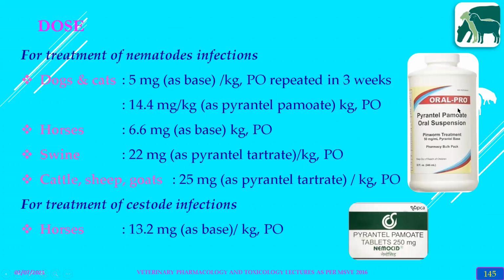Pyrantel pamoate oral suspension is available, and the trade name, especially for human beings, is Nemocid. Nemocid is one of the most popular trade names. Then for sheep, goat, and cattle.